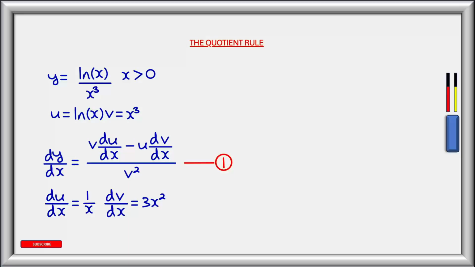The derivative of u with respect to x, where u is equal to the natural log of x, is equal to 1 over x. And the derivative of v with respect to x, where v is equal to x cubed, is equal to 3x squared. And this is obtained using the power rule.